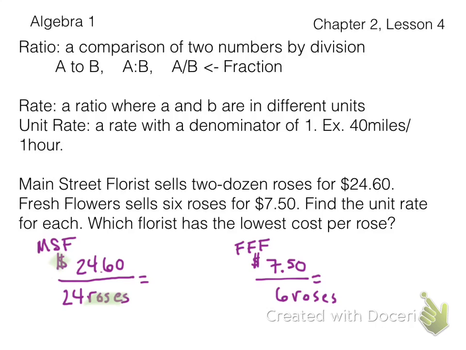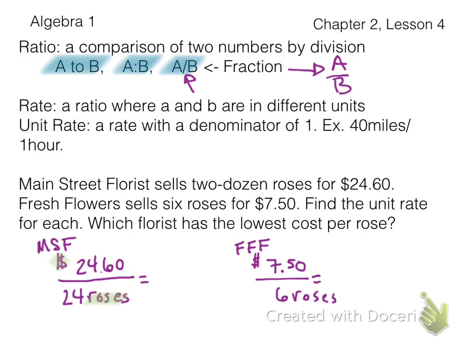First, some vocabulary. Ratio. A ratio is a comparison of two numbers by division, and there's three different ways you can write it. You can write it as a number to a number, a number colon a number, and a number divided by a number as a fraction. And it should probably look like this, a over b, right? Because most of you guys are used to looking at a fraction like that instead of like that.